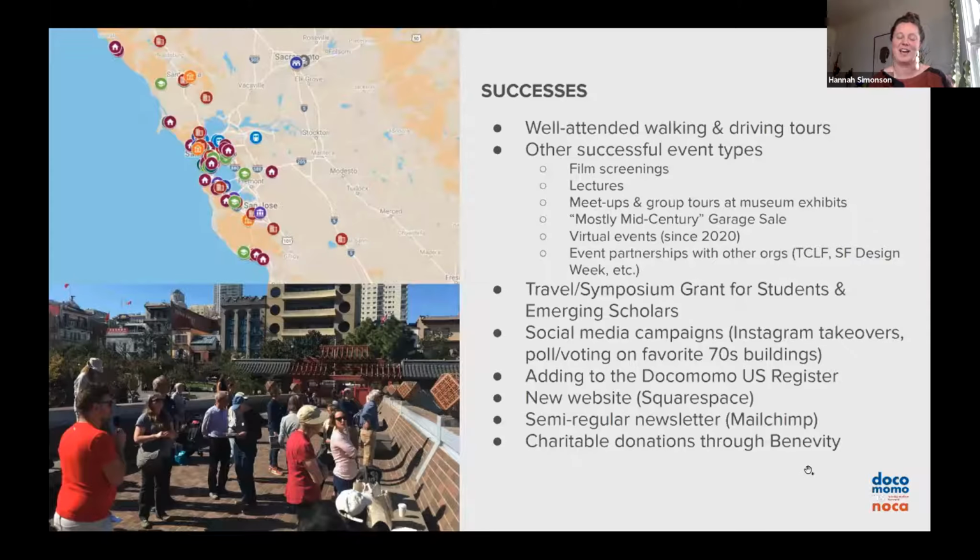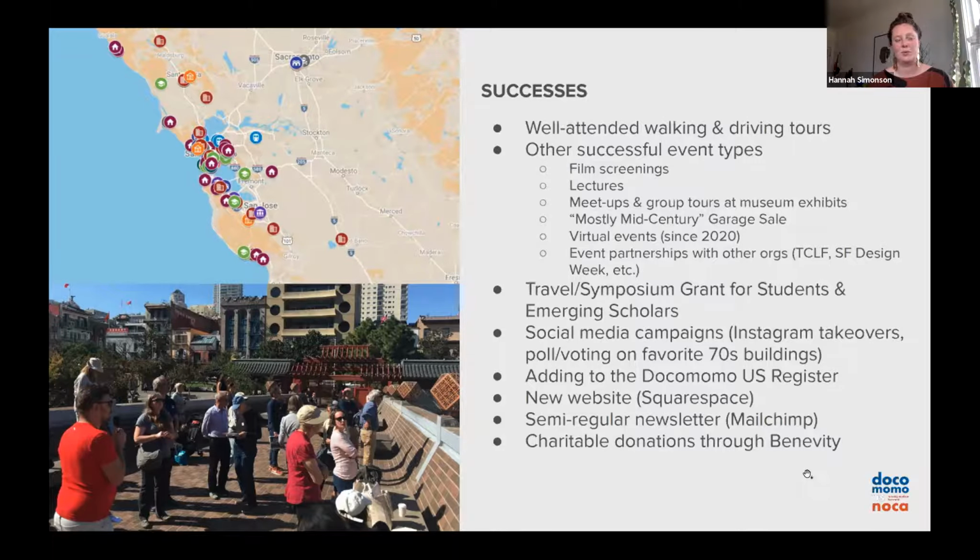We've had a lot of successes since then, including a lot of different event types and different programs that we've initiated. So we've done a ton of different walking and driving tours, which are always super fun and very well attended. I think those are always really enjoyable for people. And we have done them throughout the Bay Area. We've done several different ones in different neighborhoods in San Francisco. We've done tours in Oakland, San Jose.